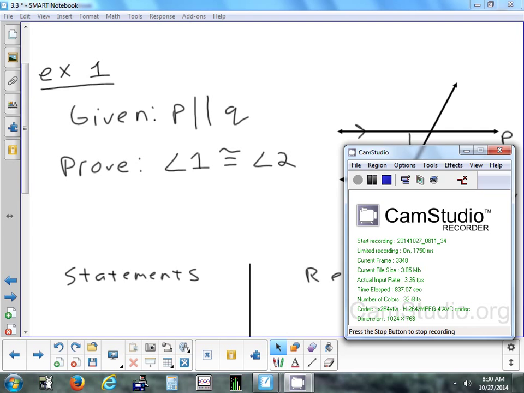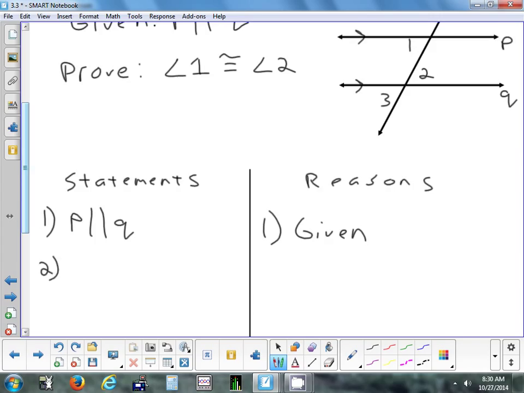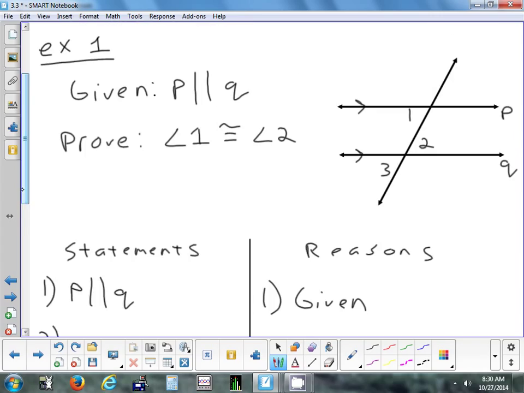All right, what should my first statement be? The given. Okay, the given is that line P is parallel to line Q. And that's given. Okay, what about step 2?